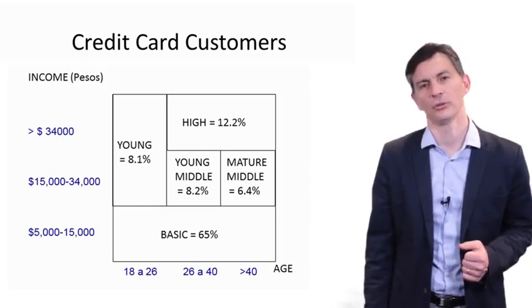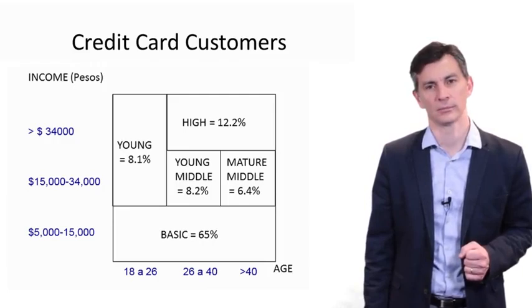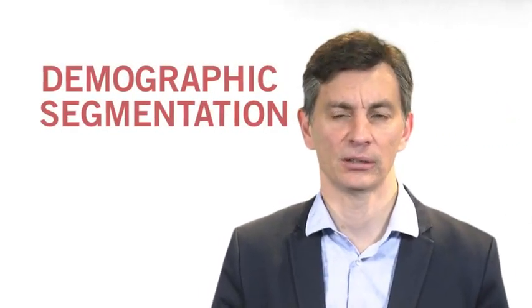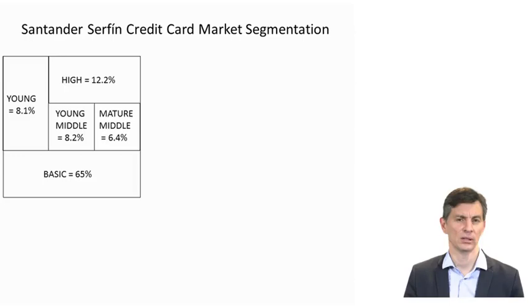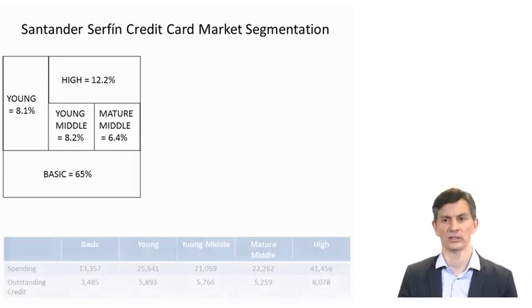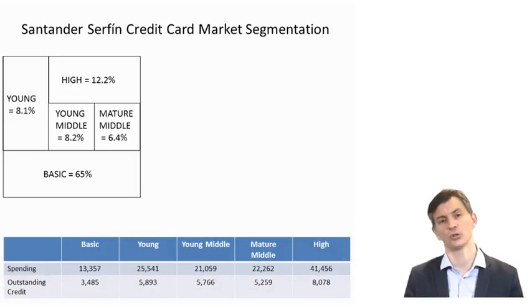What type of segmentation basis have they finally used to come up with these 5 segments? Correctly, you have identified that they have used a demographic segmentation. But were there different alternatives to these demographic segmentations? Certainly there were. For example, we can look at the spending and outstanding credit of each one of those segments.